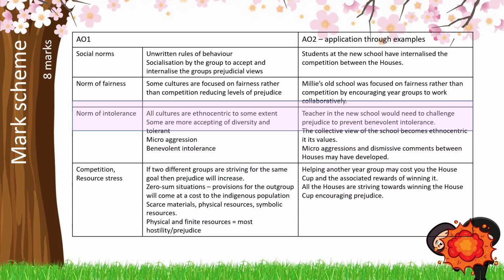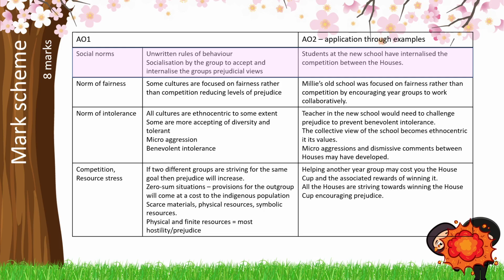So what we want to be doing is giving as many examples as we possibly can. So we'd firstly explain social norms as a situational factor, and then we're linking this into our scenario, saying that the students at Millie's new school have internalised the competition between the houses, and this is what is creating the prejudice. You might give specific examples of unwritten rules of behaviour in terms of which houses should be targeted, or maybe how students might interact in a prejudicial way.